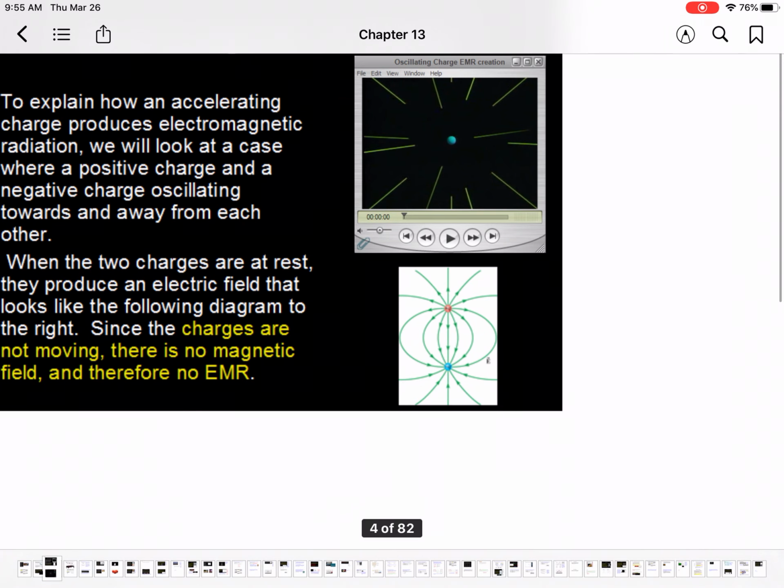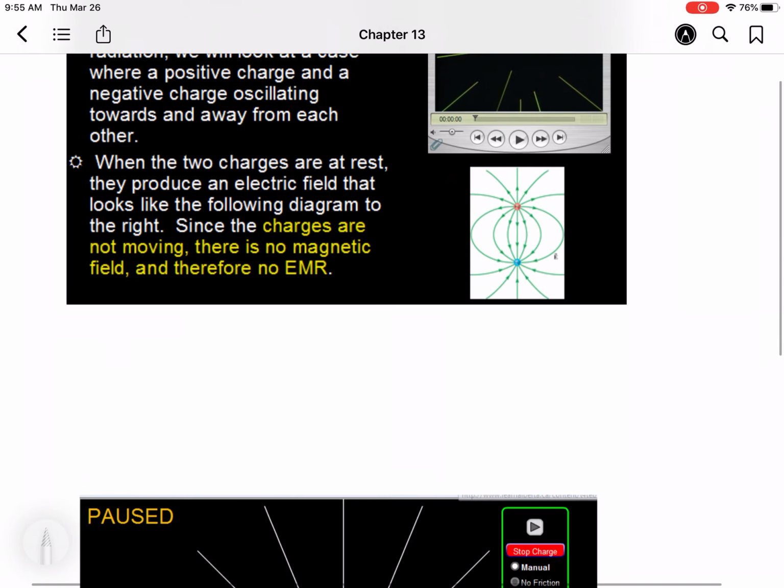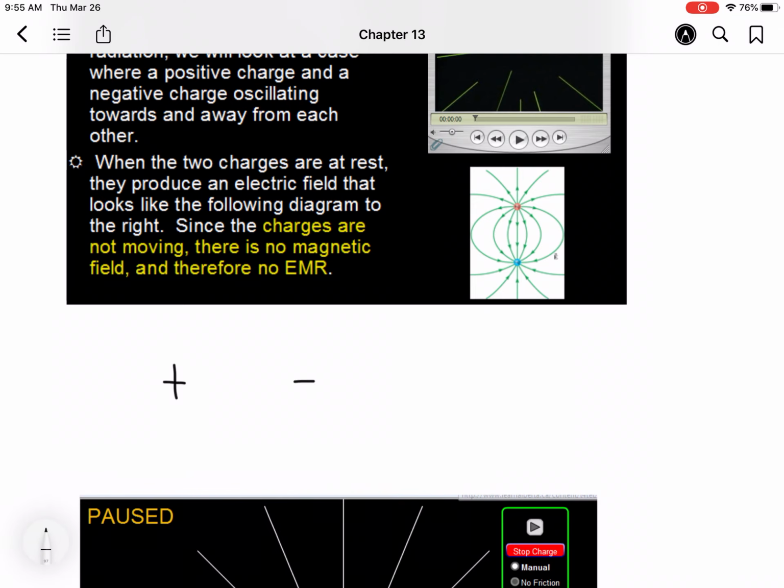Okay. So you can kind of picture this, but basically explain how accelerating charges produce electromagnetic radiation. Look at the case where a positive charge and a negative charge are oscillating towards and away from each other. What this can look like is that we have a positive charge and a negative charge, and they're going to go towards each other, but then not hit. They're going to pass each other, and once they do pass each other, they'll pull each other back. They're basically going to oscillate back and forth.